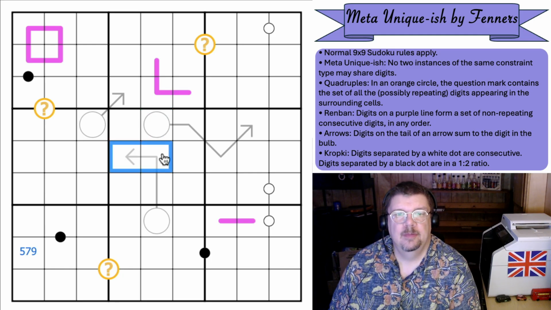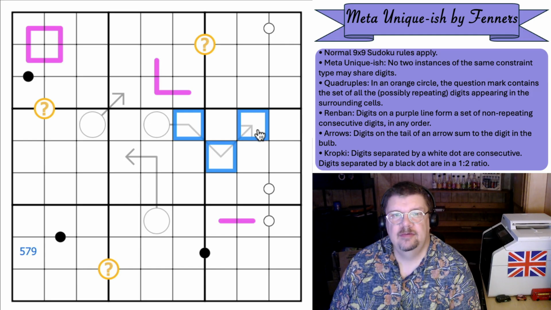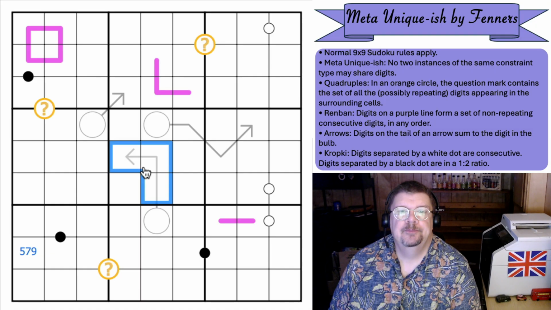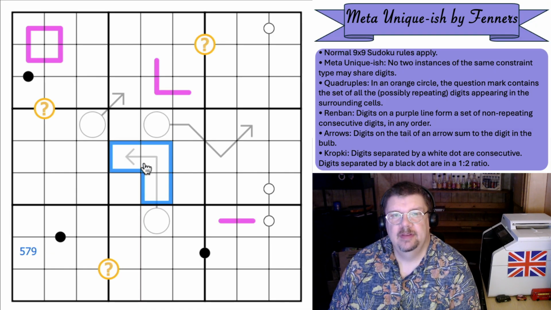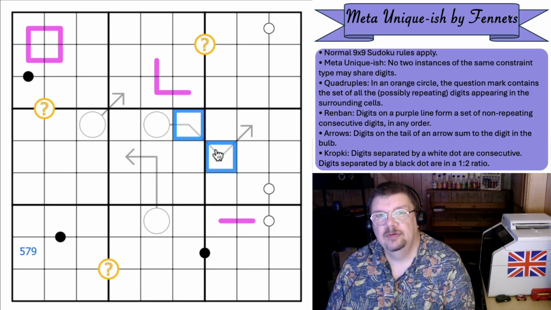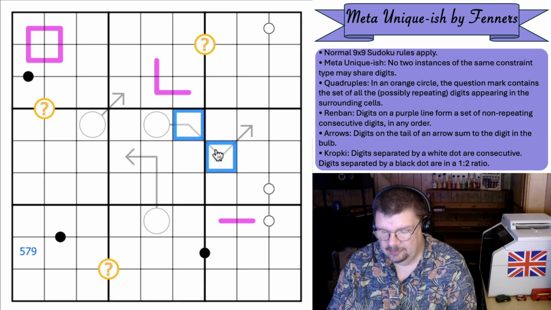So there must be a repeat within this. I can't repeat what's on here onto this arrow because of the meta-unique-ish rule. So the repeat has to be within one arrow. That can't have a repeat, so this must have a repeat. And the only digit that can repeat is this one. So those two are going to be the same.